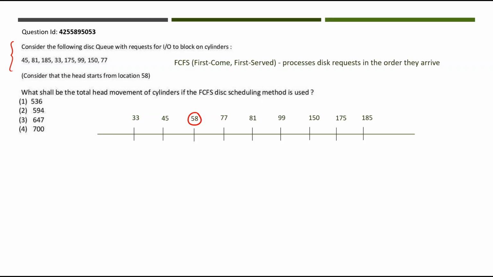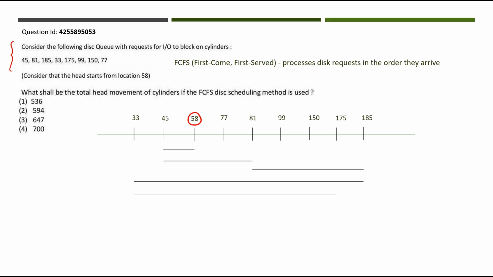What is FCFS? First come first serve. It processes disk requests in the order they arrive. So from 58 the first request will be 45. From 45 it will move to 81. From 81 it will go to 185. From 185 it will go to 33. From 33 it will move to 175. From 175 it will move to 99. From 99 it will move to 150. From 150 to 77. So we are just using the same order that is given in the question. That is the purpose of FCFS. In whichever order they arrive, it will be processed in that way.